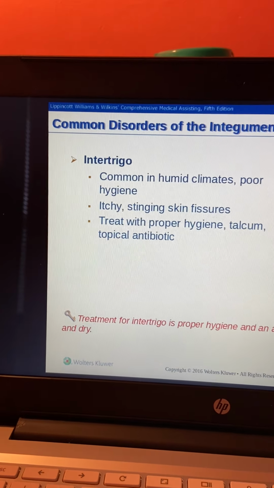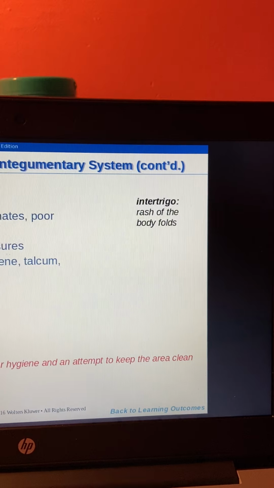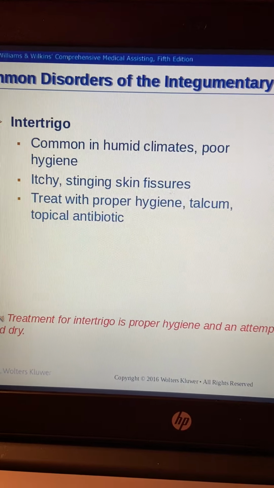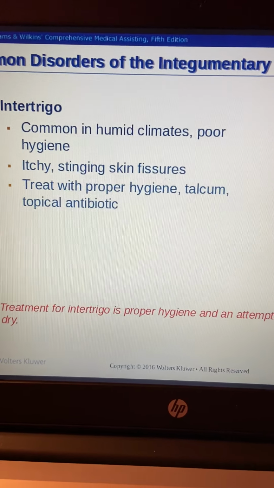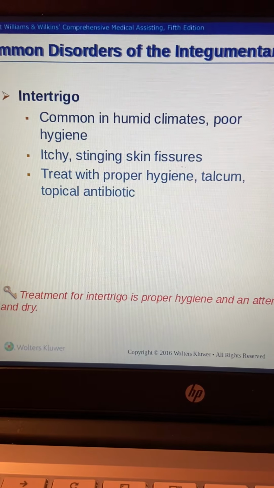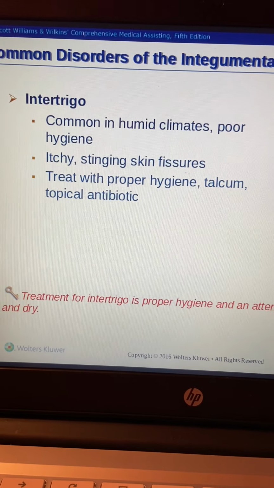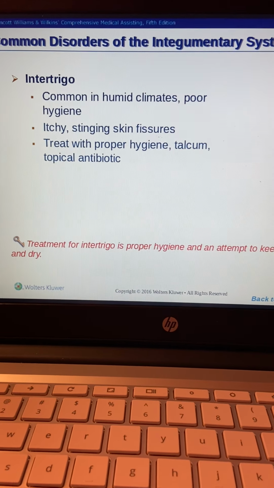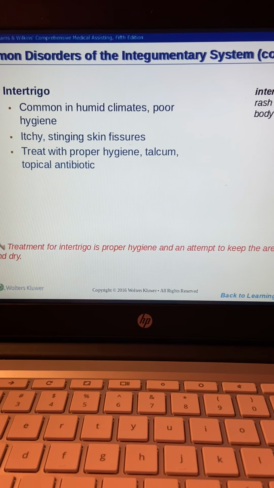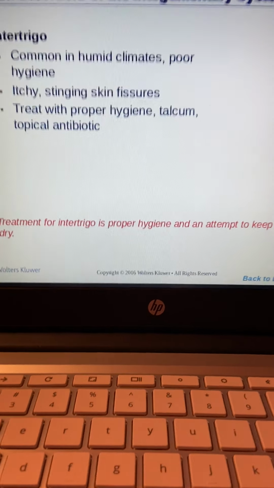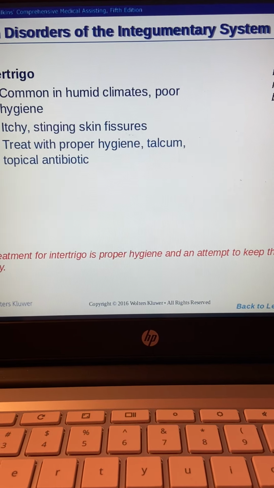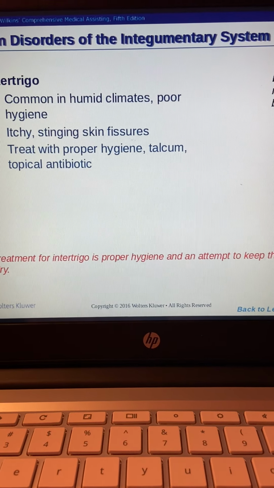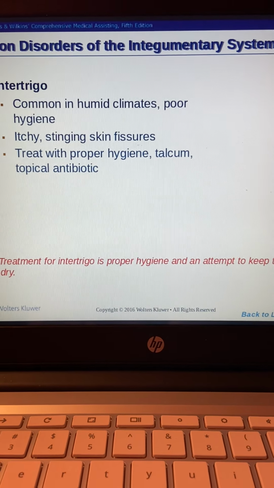So we have intertrigo, which is a rash of the body folds. These are more disorders of the integumentary system. These are common in humid climates, people with poor hygiene. They're itchy, stinging skin fissures, and you treat with proper hygiene, some talcum powder, and then some topical antibiotics. So treatment for intertrigo is proper hygiene and an attempt to keep the area clean and dry. So a combination of heat, moisture, and friction of the skin against itself in these areas, it causes the skin to break down.